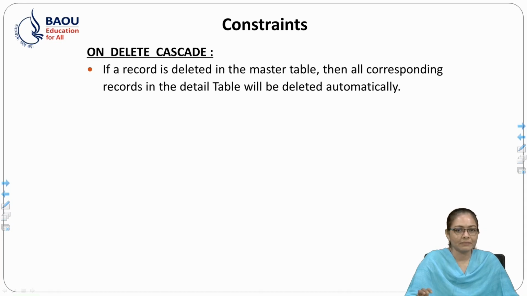Means if the record is deleted in the student table, then all the corresponding records in the result table will be deleted automatically when we use on delete cascade.